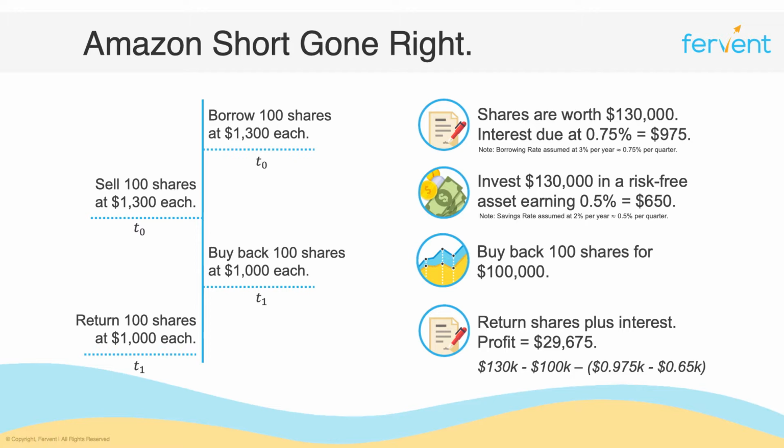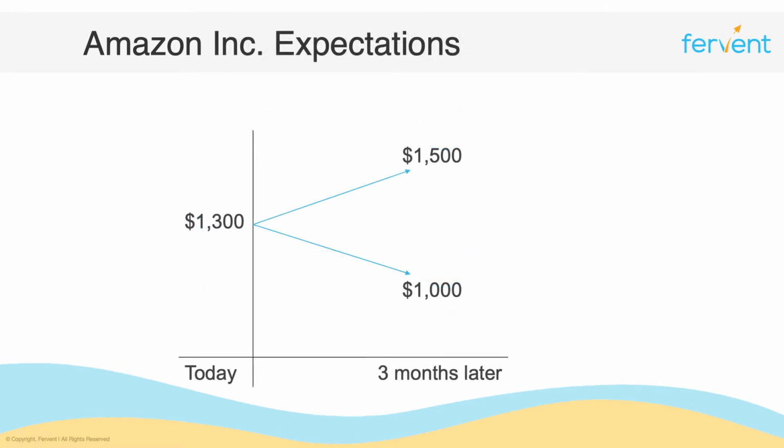Now, of course, this profit is based on the price of Amazon actually decreasing to $1,000. But if you recall, according to our forecast, the price may well have gone up to $1,500. And if that happened, then our short would have gone quite wrong. So let's consider what that might have looked like.